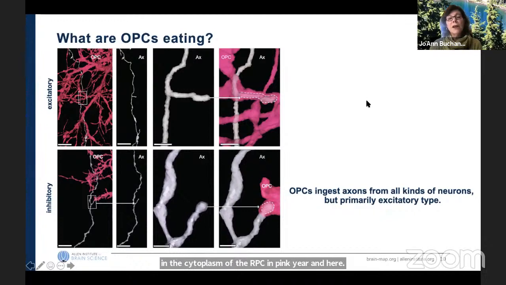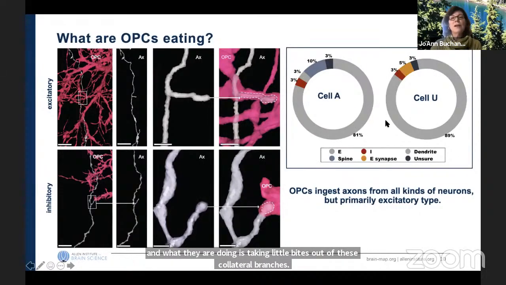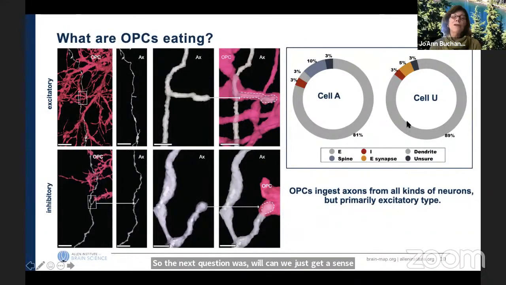So it appears that the OPCs are phagocytosing, and what they are doing is taking little bites out of these collateral branches. So the next question was, well, can we just get a sense of how many they're eating? And so we were able to take 2 different OPCs and just look at one branch, and in every ending, look at the phagosome and see what type of axon that was, because it would continue like I showed you over here. And so by going down the length of the axon, looking at the individual synapses, and as Agnes told you, differentiating them as inhibitory or excitatory, we were able to see that they're primarily eating excitatory axons.